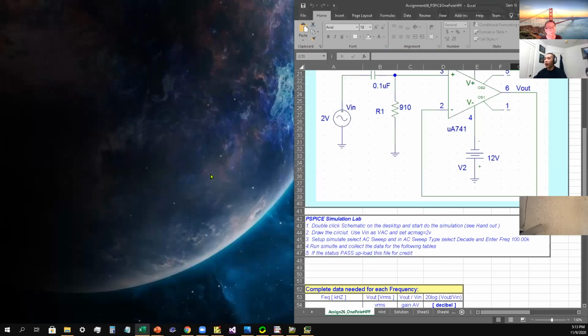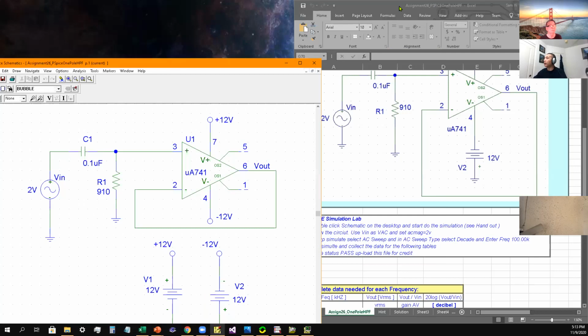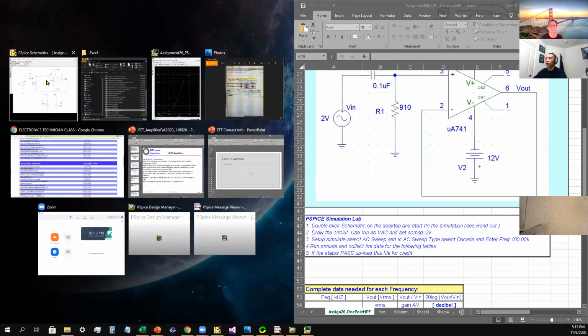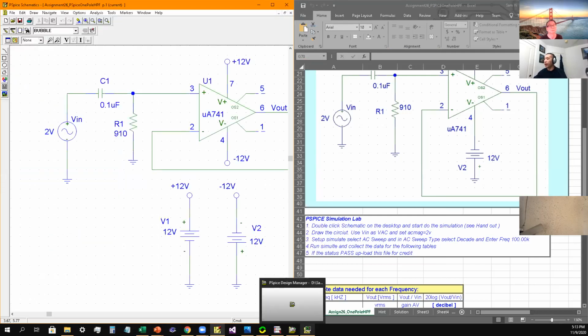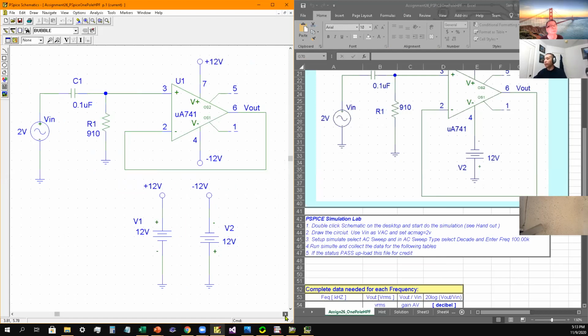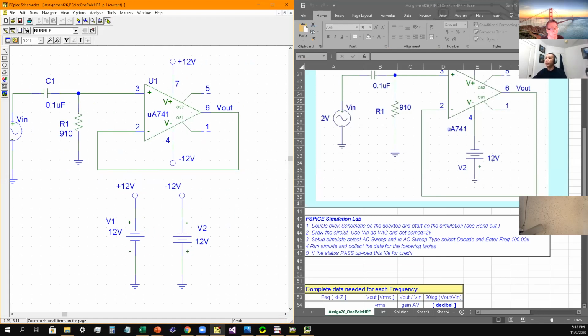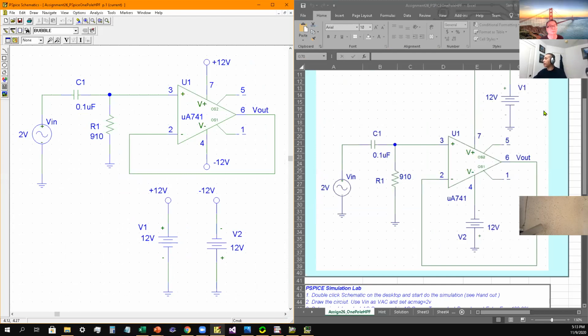Right, so this one is the high pass filter. Let me go ahead and put that one on. So the high pass filter would be that, and let me see. So that is this schematic.